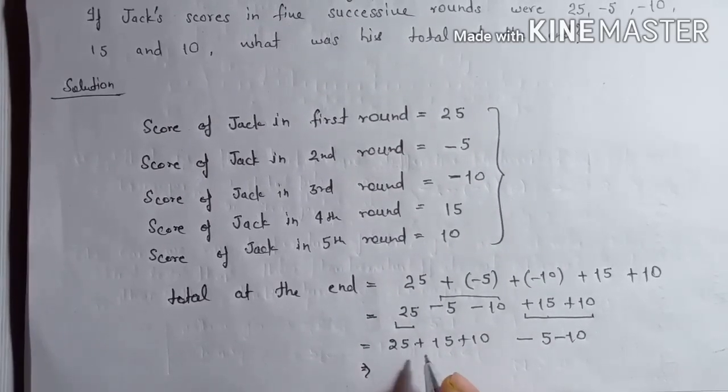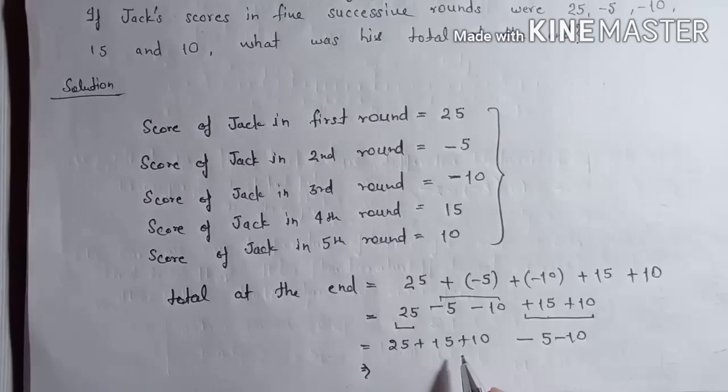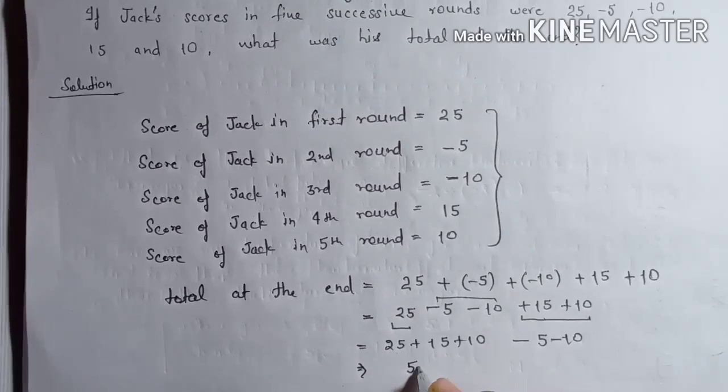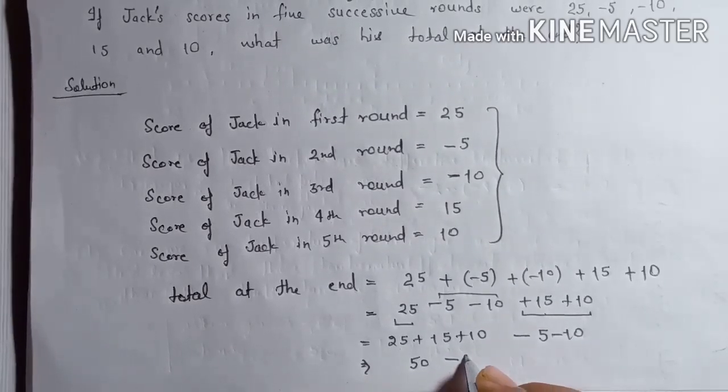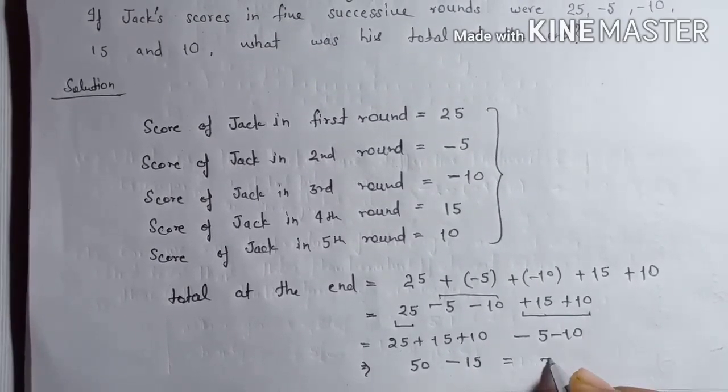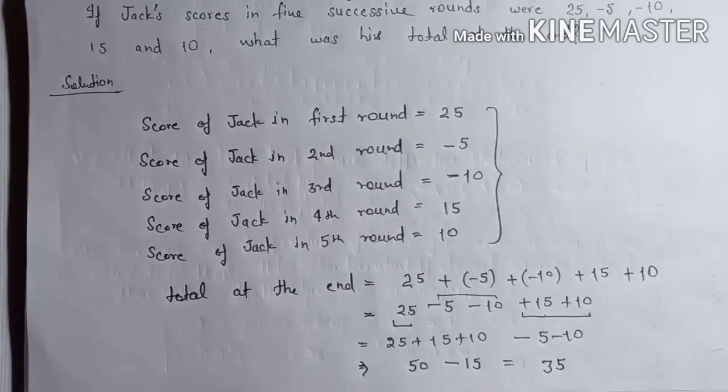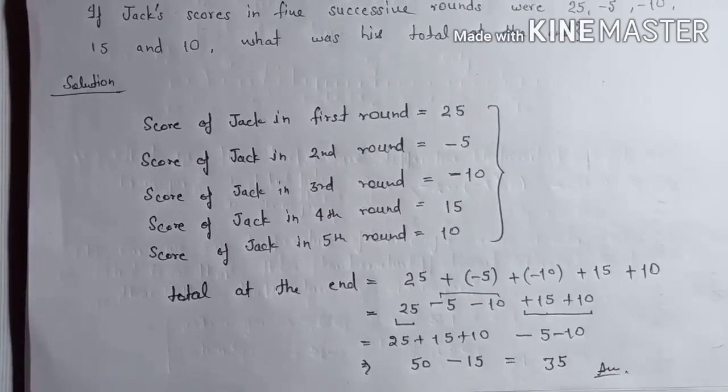Now add 25, 15 and 10, and the result will be 50. Okay, and here minus 5 minus 10 becomes minus 15, and the answer is 35. This is your answer.